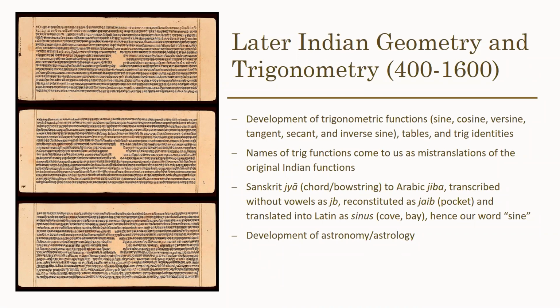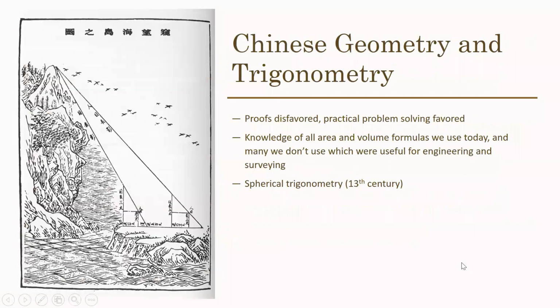They also developed some pretty good astronomy and astrology and were able to predict eclipses and things like that. Chinese geometry and trigonometry disfavored proofs and theory. They wanted engineering applications. They knew all the area and volume formulas that we use today and ones we don't use today that were very useful for engineering and surveying, and they had spherical trigonometry.